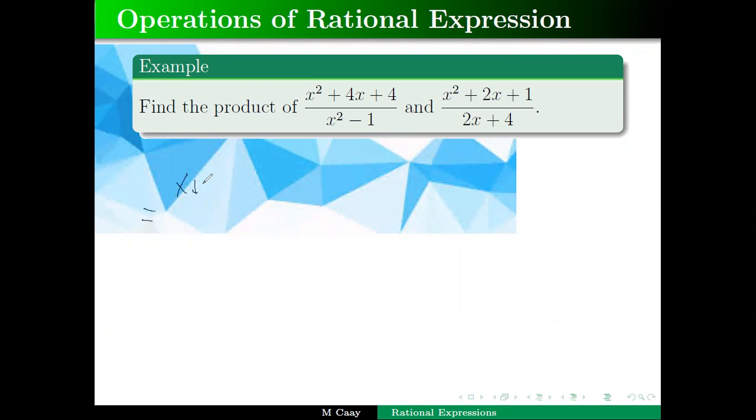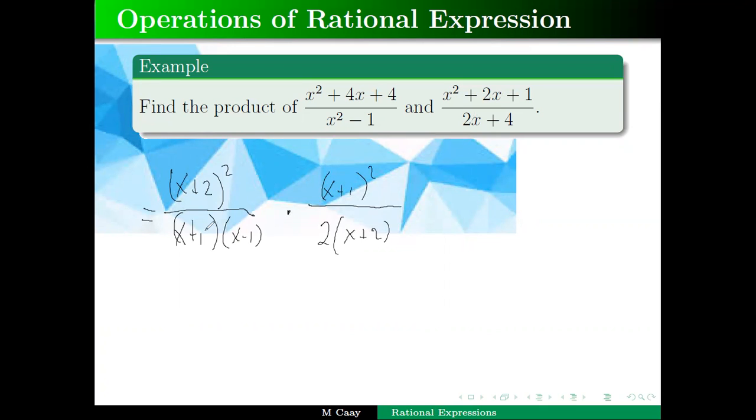x plus 2 quantity squared, because the product of these two x plus 2's is actually x squared plus 4x plus 4, all over x squared minus 1. I can factor that out into x plus 1 and x minus 1, right? So I can multiply these by, what's x squared plus 2x plus 1? Of course, that's x plus 1 quantity squared, all over I can write this as 2 times x plus 2. So this is basically 2x plus 4 here.